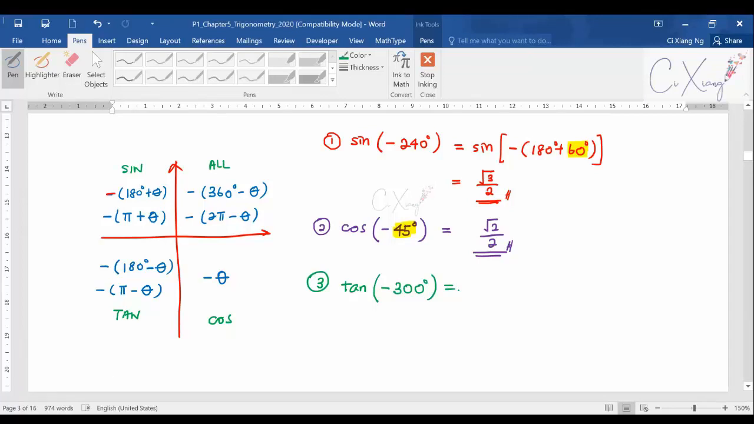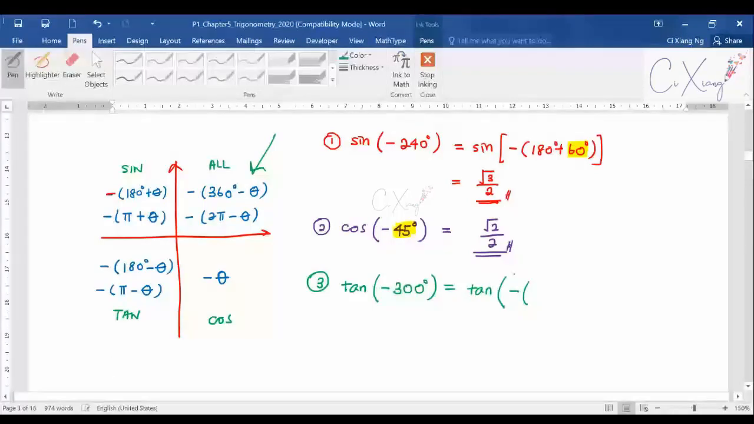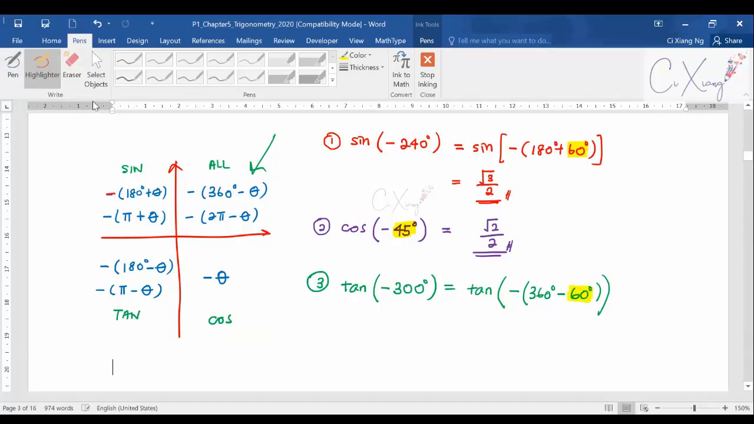For tangent negative 300, it belongs to the first quadrant here, and you rewrite it. What do you get? You have tangent, then negative, and 300 you can write as 360 minus 60. So 360 minus 60 means 300. Therefore, when you want to refer to the answer, you should refer to the value for tangent 60.